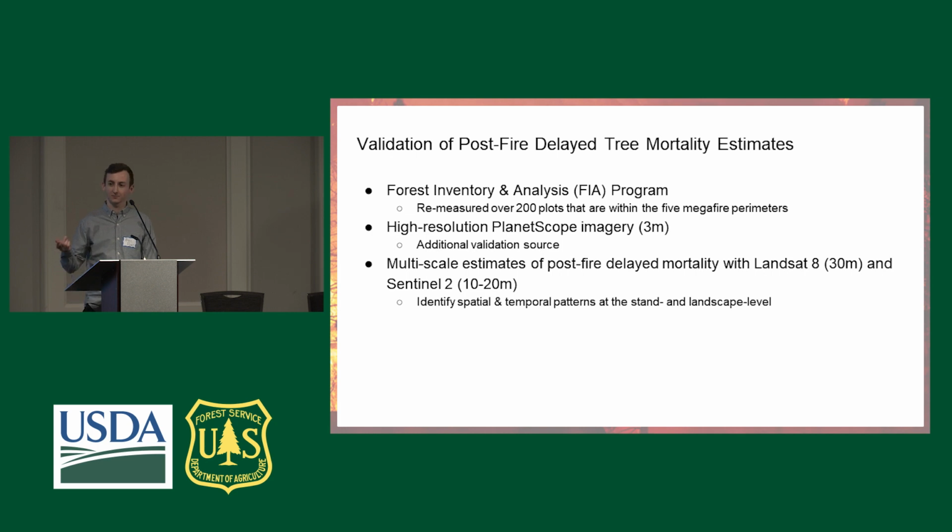And also, like Matt was talking earlier, I can use some really high-resolution imagery for validation, such as the PlanetScope imagery at 3 meters, or maybe even NAIP imagery at 1 meter. And I want to do this at multiple scales, so looking at Landsat, where the pixels are 30 meters, and then Sentinel, which can range from 10 to 20. So looking at how this maybe happens at the stand level versus the landscape level.